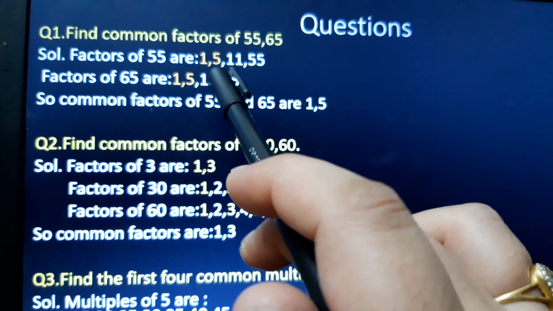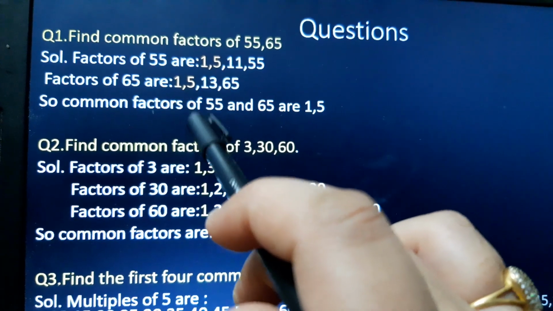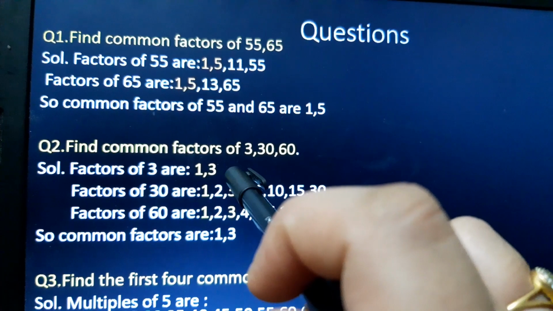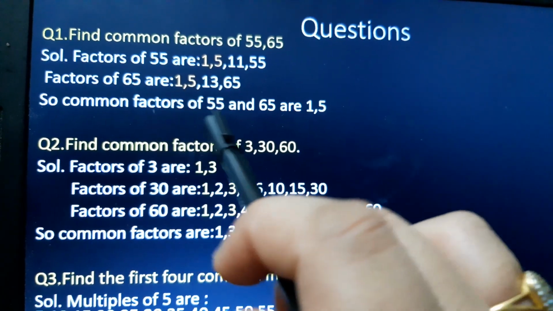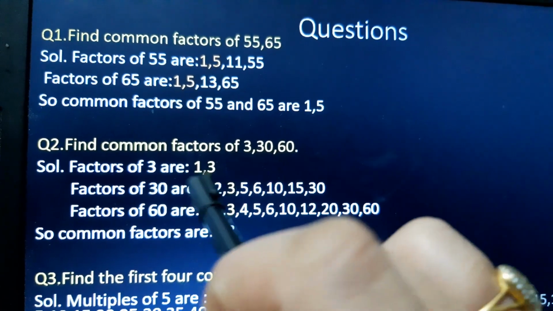So what we noticed here, 1 is occurring in both of them. So 1 is the common factor. 5 is also in both of them. It means 5 is also the common factor. No other number is occurring in both of them. It means the common factors of 55 and 65 are 1 and 5.